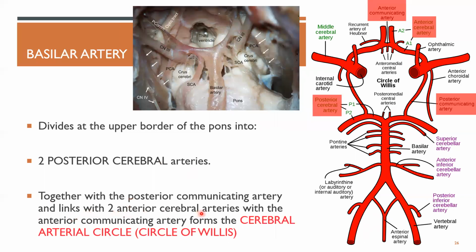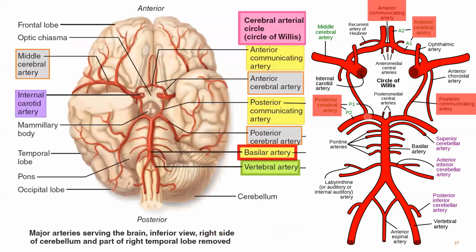and links with the two anterior cerebral arteries, with the anterior communicating artery, which is this one, will form your cerebral arterial circle or your circle of Willis. So this is the circle of Willis. Okay? You have your posterior cerebral, anterior cerebral, posterior communicating artery, anterior communicating artery with your internal carotid artery, make up your circle of Willis.